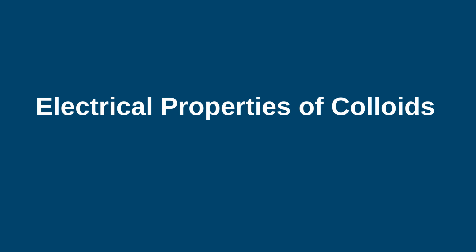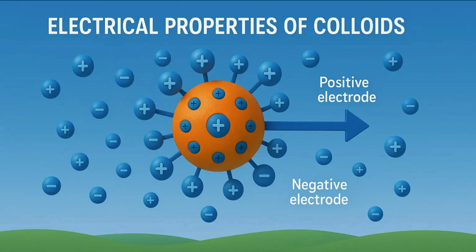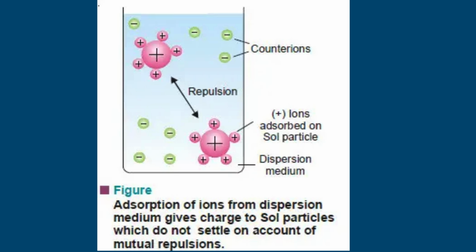Electrical properties of colloids. Most colloidal particles acquire an electrical charge when dispersed in a medium. Surface charge commonly develops through preferential adsorption of ions or ionization of surface groups. The presence of similar charges on neighboring particles generates electrostatic repulsion that prevents aggregation and contributes to colloidal stability.